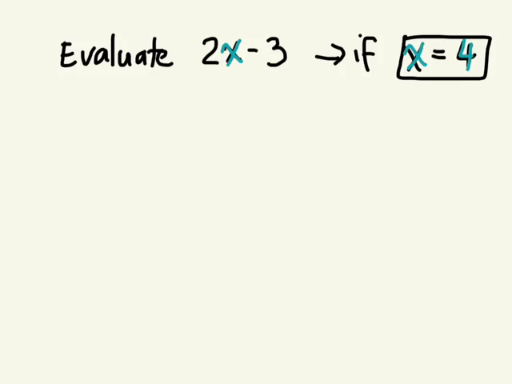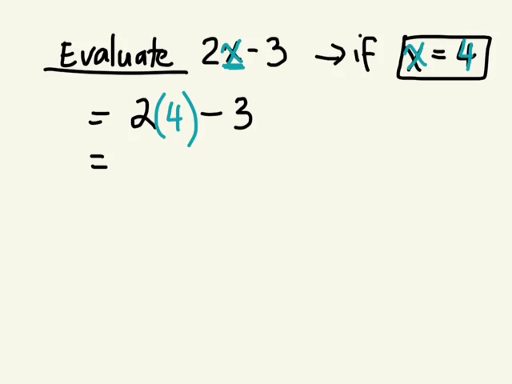Well, what does 2x mean? Does that mean 2 plus 4? What does it mean? 2 times 4. Good. So instead of putting x, I'm going to put the number 4. I'm replacing it with 4. I'm substituting it in. And then what comes after that? Minus 3. Good. Can we solve this now? Can you evaluate this? Okay. What's 2 times 4? Take away 3? 5. Good. That's it.